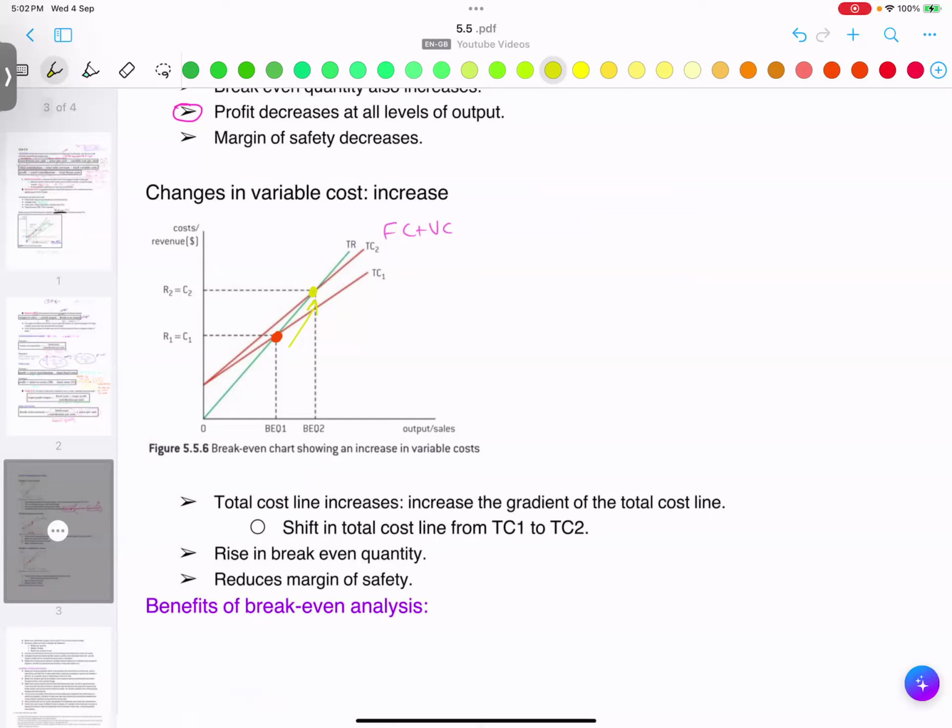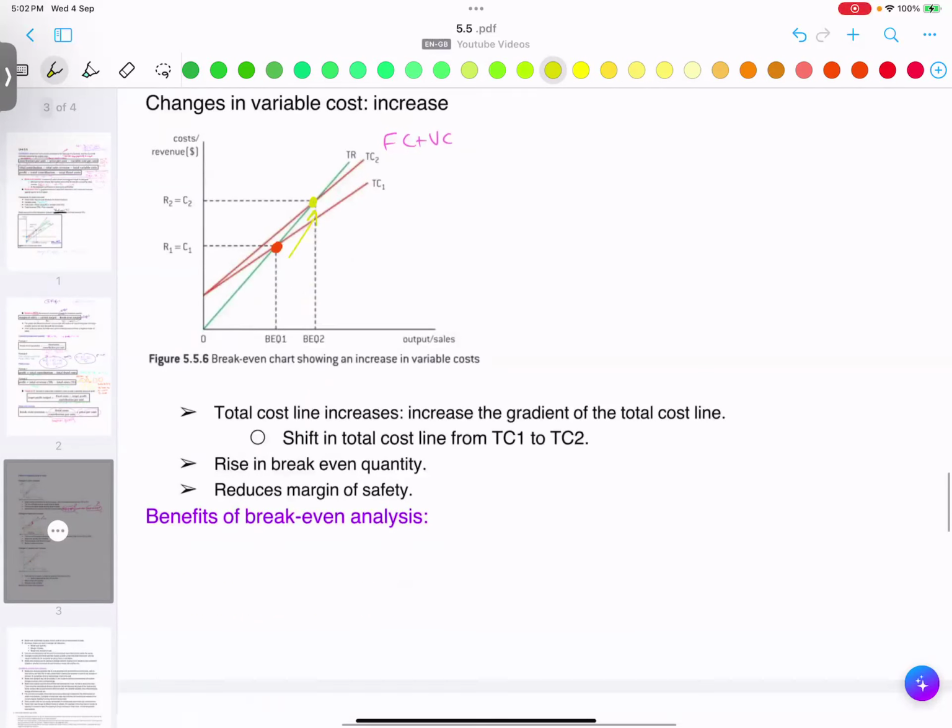So that's what will happen, because the gradient will change and total cost will increase. It's just going to take longer for total cost to intersect with total revenue, and longer to reach the break-even output, basically. That's basically it. So yeah, benefits of break-even analysis.